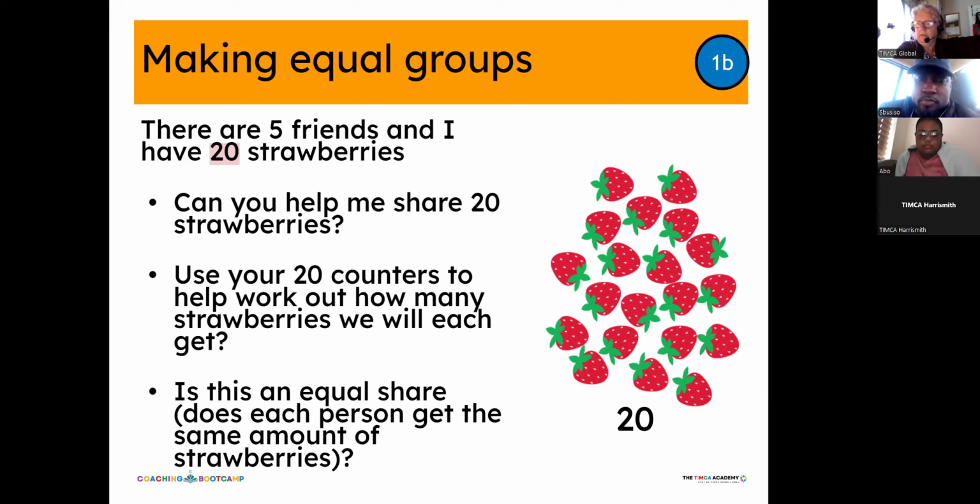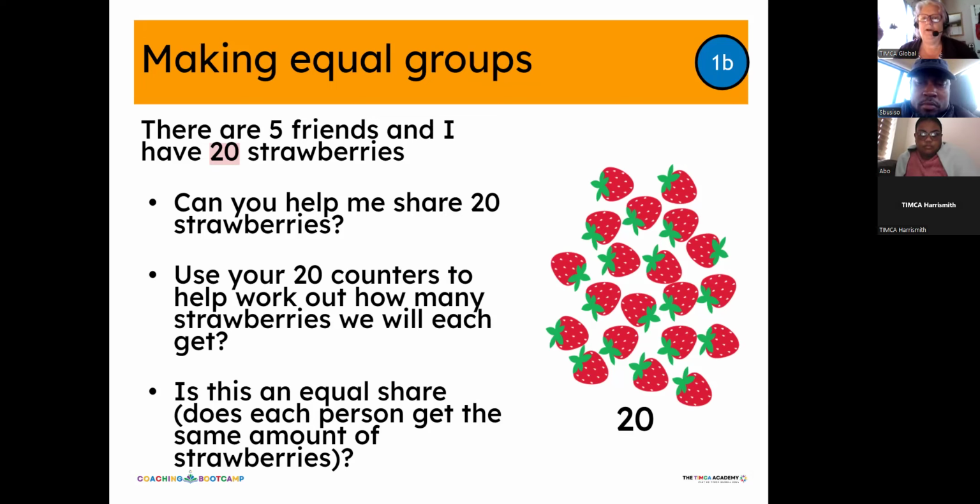Is that equal? Has everybody got the same amount? Okay, and then you would say, can you fix it so that everybody's got the same amount? So this whole process is about making the groups, watching how children do it, making sure they're equal, and then asking questions to get them to think about making sure that everybody gets the same amount.